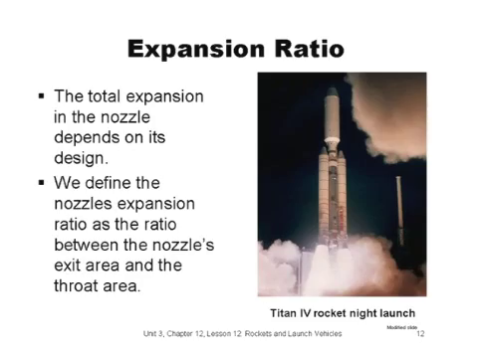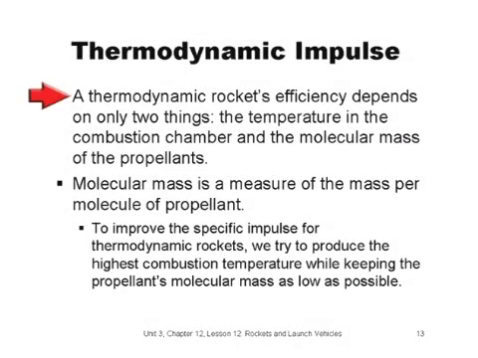It turns out that a thermodynamic rocket's efficiency depends on only two things: the temperature in the combustion chamber and the molecular mass of the propellants. The higher the temperature in the combustion chamber, the more efficient the rocket. Molecular mass is a measure of the mass per molecule of propellant, and we try to use propellants that have very low molecular mass. So to improve the efficiency or specific impulse of thermodynamic rockets, we try to produce the highest combustion temperature while keeping the propellant's molecular mass as low as possible.